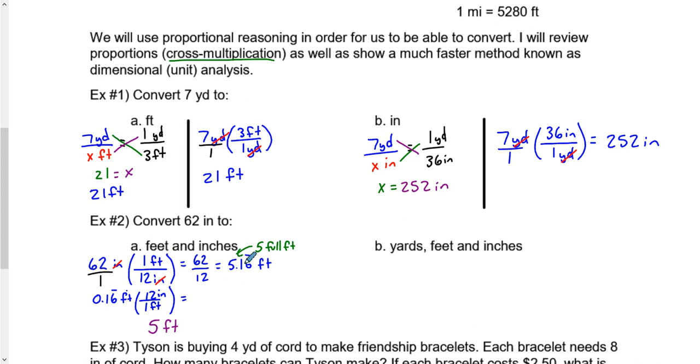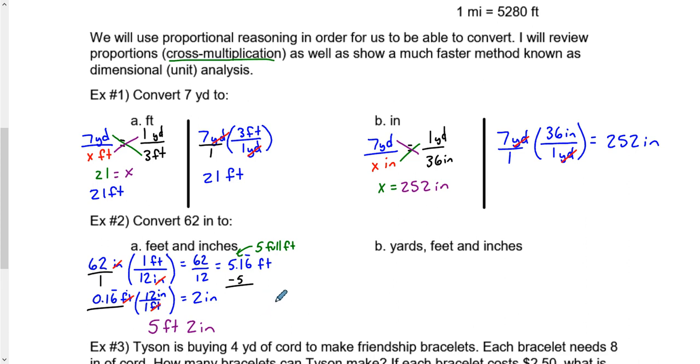And because we have this 5.166 in our calculator, all we're going to have to do is subtract off the 5. And then we're left with this amount. So I subtract off my 5. I have that in my calculator already. I multiply by 12, and it works out perfectly as 2. The unit that we have is feet. Sorry, inches. So 62 inches is 5 feet, 2 inches.